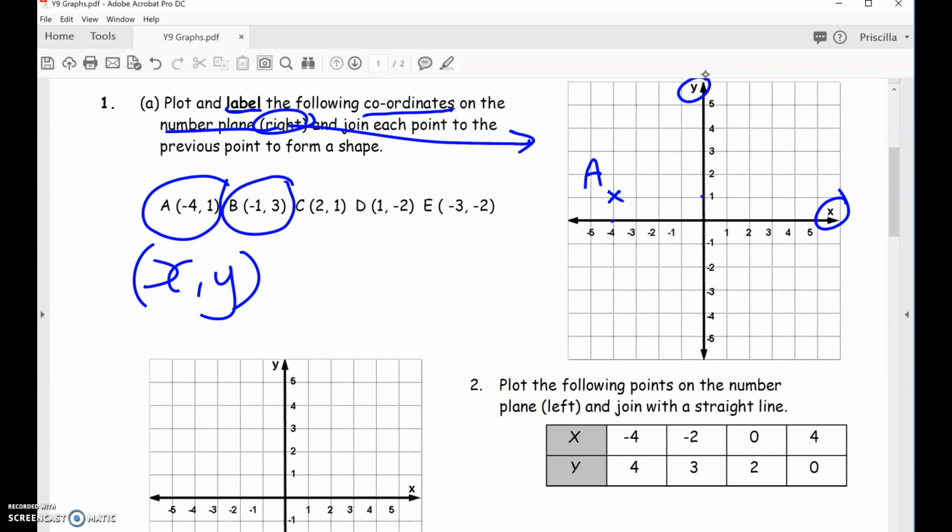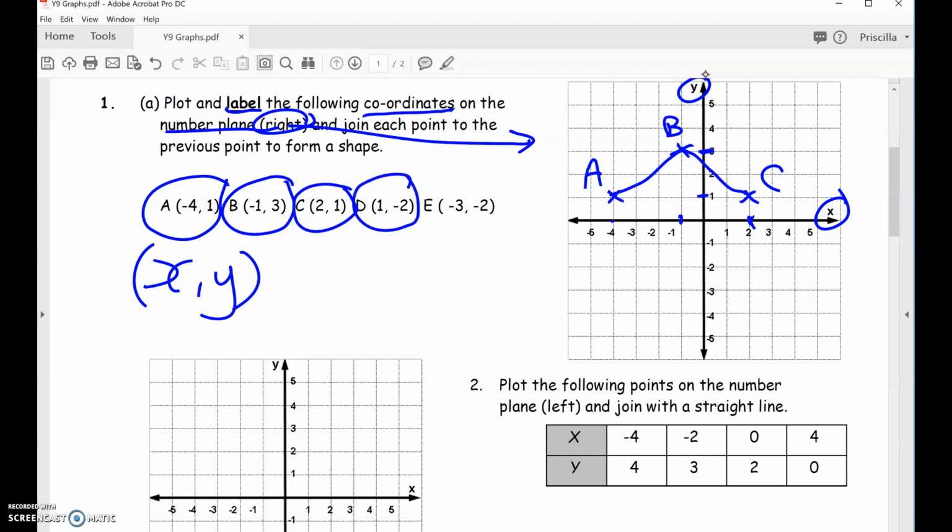Point B, -1 is the x, and 3 is the y. So we put B, and we actually have to join them up. With C, x is 2 and y is 1. So the point is here, and we label it C, and we join that up.